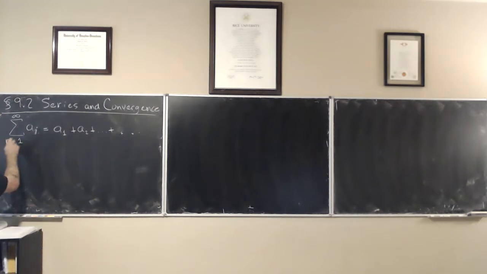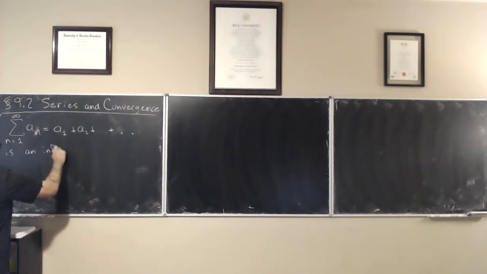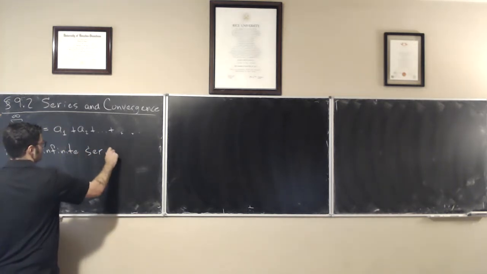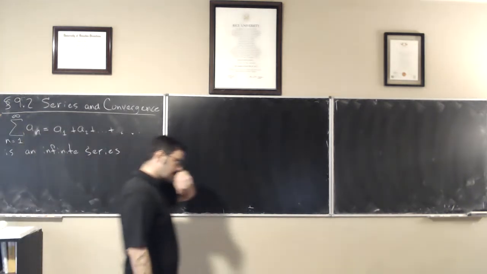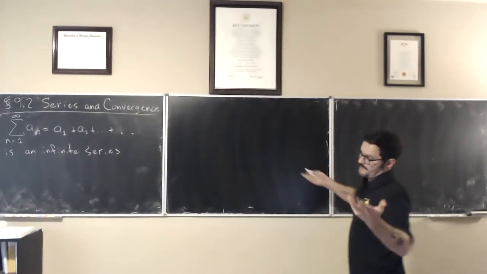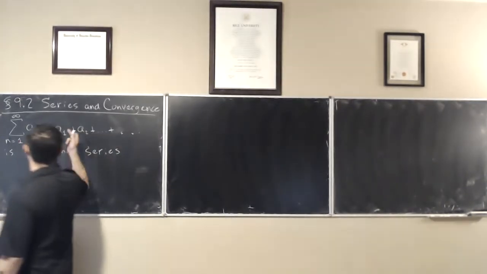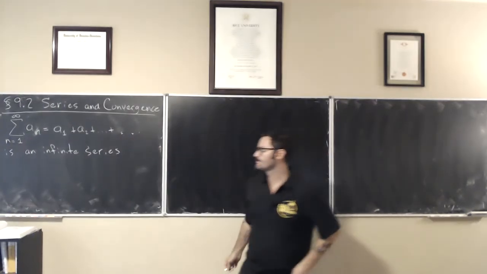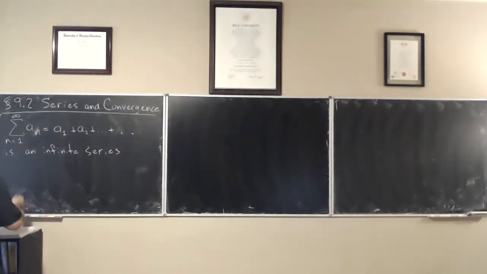So this is an infinite series. Okay. And that's all it is. We're adding terms, expressions, infinitely many times. Okay? So with this, we can now introduce what are called partial sums.